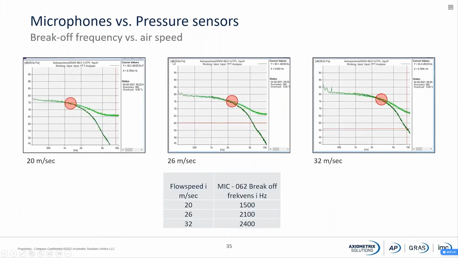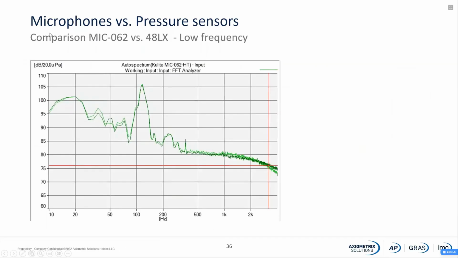So now we do a sort of test with different wind speeds. So we have 20 meters per second, 26 meters per second, and 32 meters per second. And what is happening is that the breakout frequency is changing slightly from 1500 to 2100 or 2400. For the low frequencies, they are following 100%, so they are totally equal there.